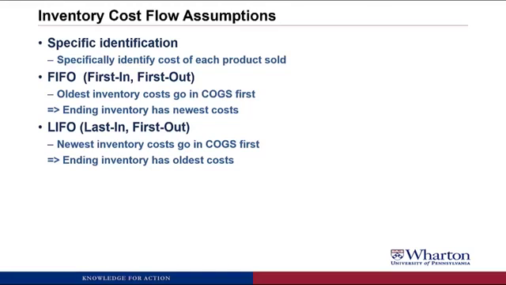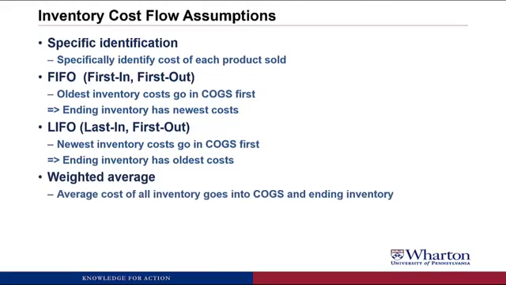The last method you could use is called weighted average, where you take an average cost of all inventory acquired and use that for both COGS and ending inventory. In practice, weighted average ends up giving results that look a lot like FIFO. So for the rest of the video, I'm not going to talk about weighted average, but instead focus on the comparison between FIFO and LIFO.